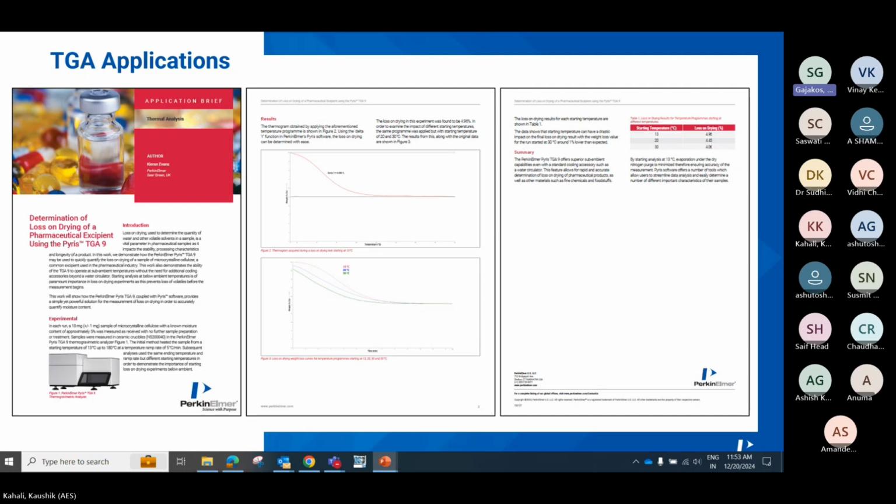analysis. In this case, we run the sample from 30 degrees, 20 degrees, and with the chiller with water, which allows us to go as low as 13 degrees centigrade.